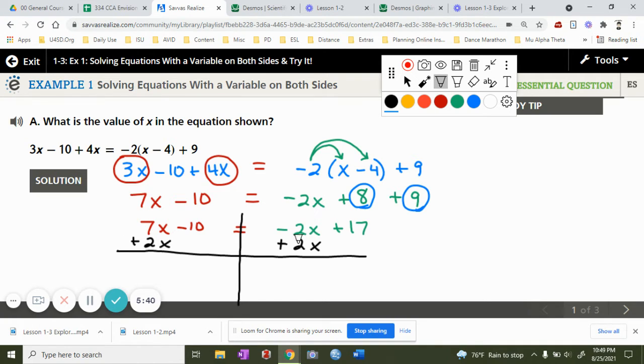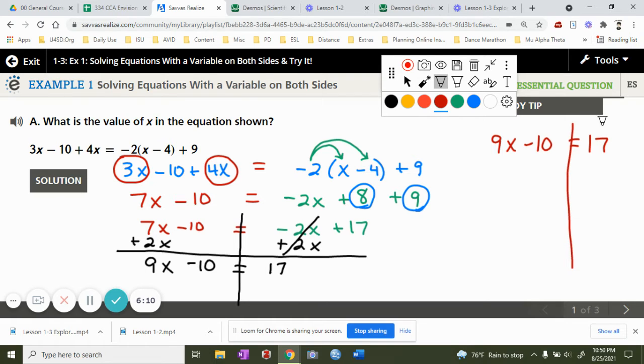So negative 2x plus 2x zeroes out, and we have 17 on the right side and 7x minus 10 on the left. We bring that down. 7x plus 2x is 9x. I'm going to rewrite that over here so I have some more space. So we have 9x minus 10 equals 17.